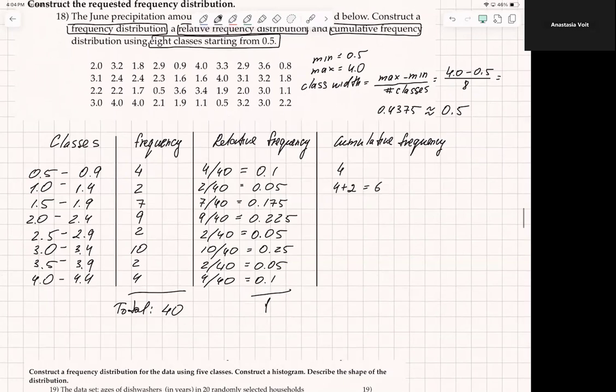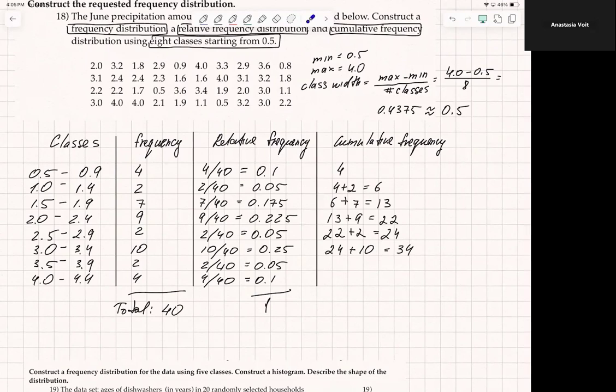Now the next one, again, it's going to be 7 plus everything before that, right? So it's going to be 6 plus 7. We have 13. So for the next one, it's going to be all the previous ones together with the new one, right? So that's going to be 13 plus 9, which is 22. Next one, again, we add 2 to the previous one. So 22 plus 2, that's going to be 24. And for the next one, we have 24 plus 10 now. So we have 34.